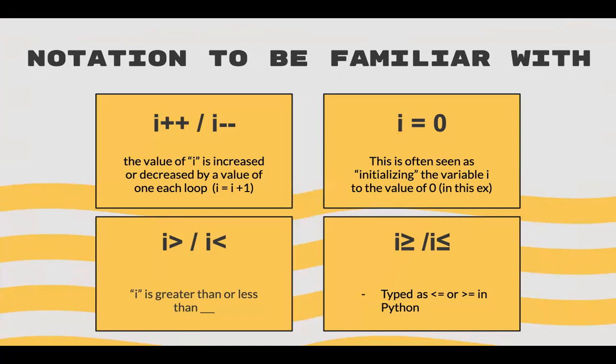For i > or i <, it's important to distinguish this from i >= or i <=, because of a common error, which is an off by 1 error. And all these notations are used for termination purposes.